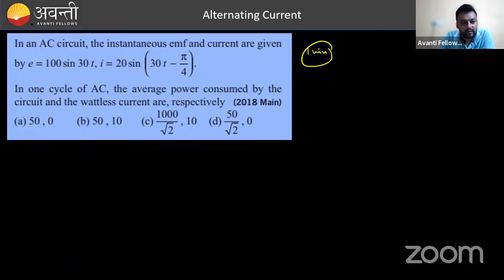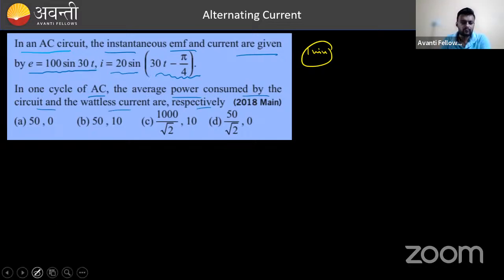Okay. So the question says, in an AC circuit, the instantaneous EMF and current are given by: EMF is 100 sine 30t, current is 20 sine (30t minus pi by 4). As you see from the equation of current, you can clearly judge that the current is pi by 4 behind the EMF in phase. Clear? In one cycle of AC, the average power consumed by the circuit and the wattless current are respectively.